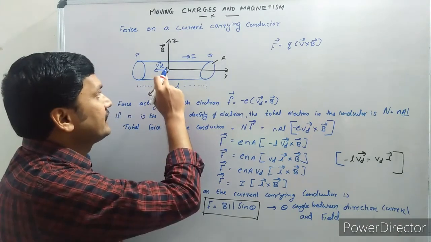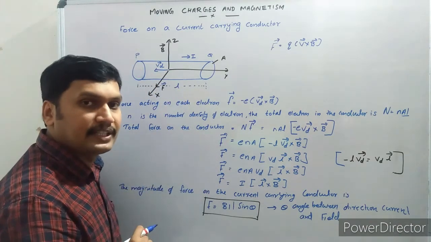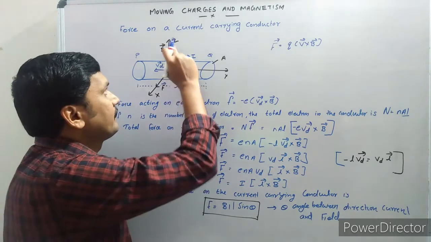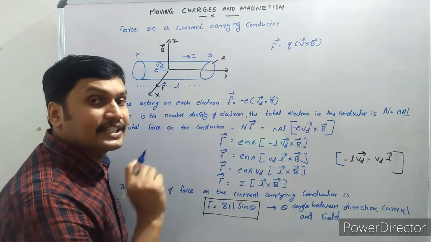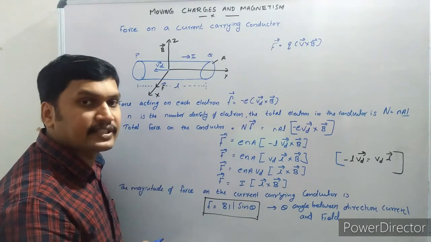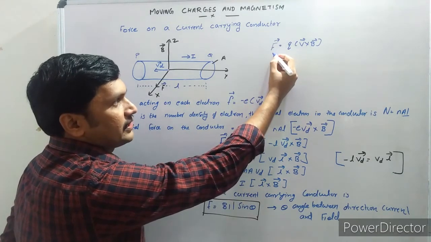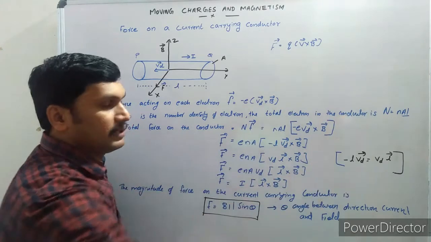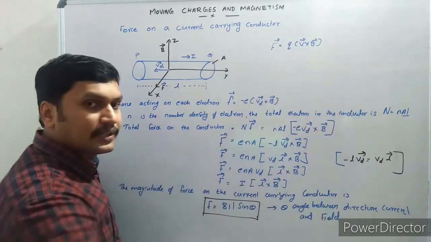Now we can say that this electron is moving through a uniform magnetic field of strength B. We know that when a charge is moving through a uniform magnetic field, it experiences a force. The force is given by F is equal to Q into V cross B.